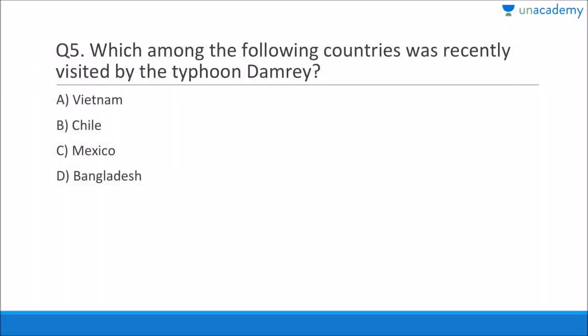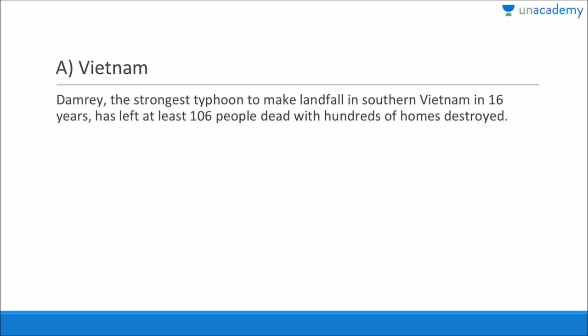Which among the following countries was recently visited by the typhoon Damri? Answer here is A, Vietnam. Damri, the strongest typhoon to make landfall in southern Vietnam in 16 years, has left at least 106 people dead with hundreds of homes destroyed. So answer here is A, Vietnam.